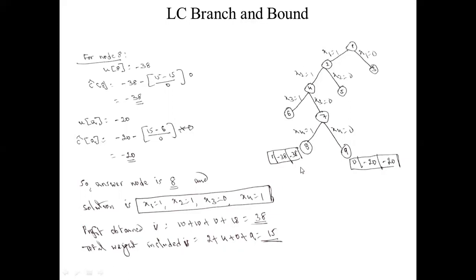So node 8 is the answer node now. What is the answer path? Just simply trace back from the answer node to the root node. So 8, 7, 4, 2, 1 is the answer path, or we can write it as 1, 2, 4, 7, 8.